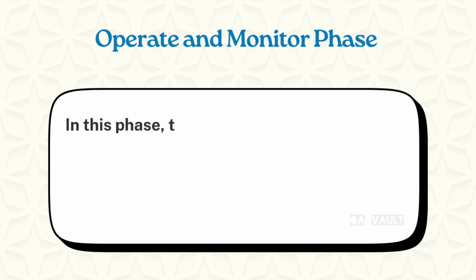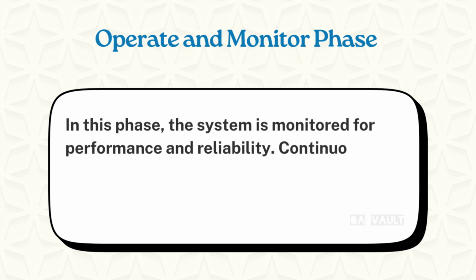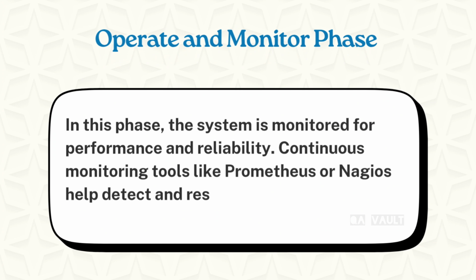In this phase, the system is monitored for performance and reliability. Continuous monitoring tools like Prometheus or Nagios help detect and resolve issues quickly.